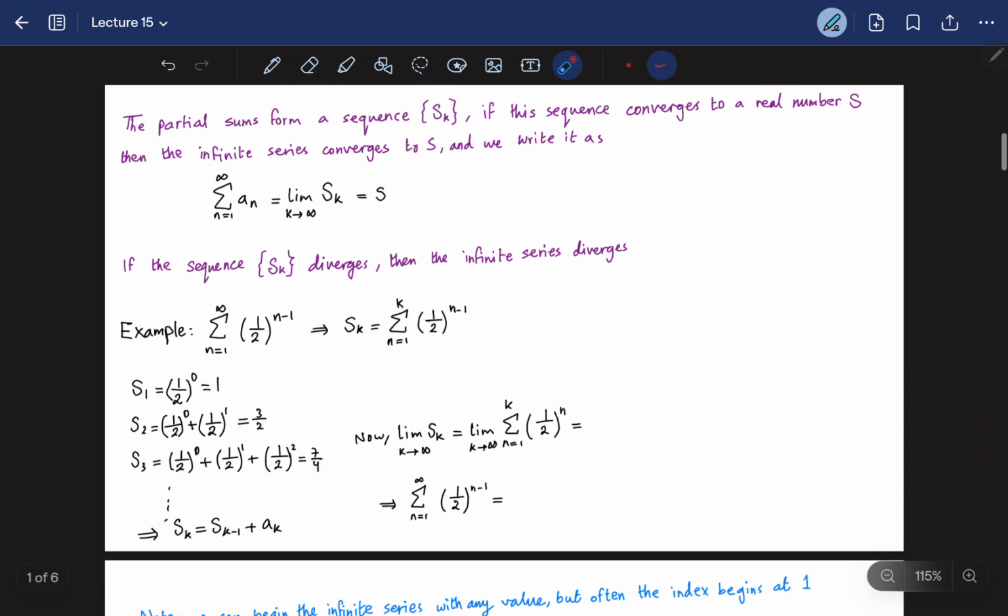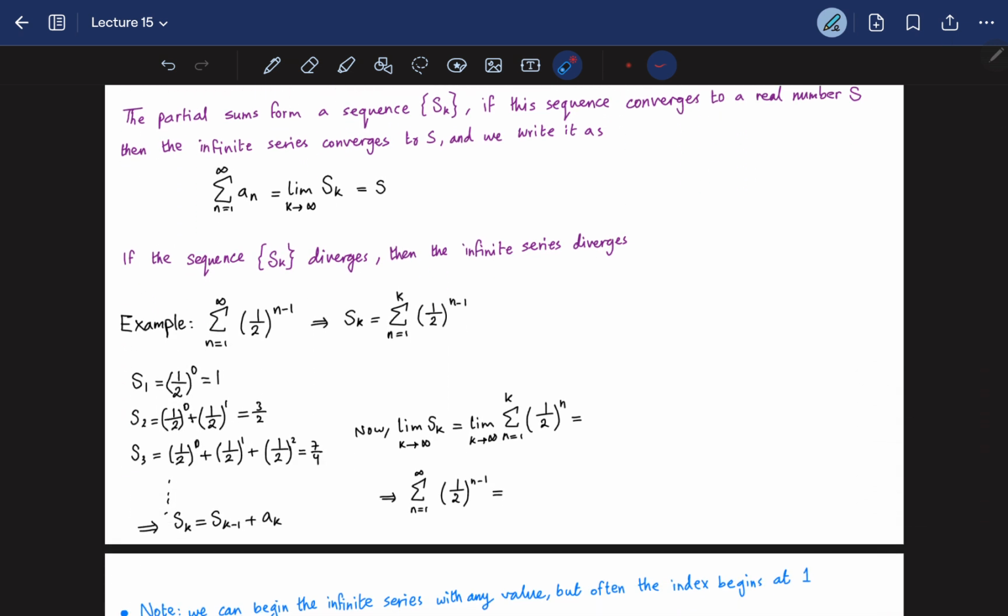So let's look at this example. If I have this infinite series, (1/2)^(n-1), we define a partial sum by taking the same exact formula, but we stop after a certain number of terms. So let's stop after k. So let's try a few partial sums. If I'm doing S1, my S1 would be just a1. So if you plug in 1 here, you're going to get (1/2)^0, which is 1.